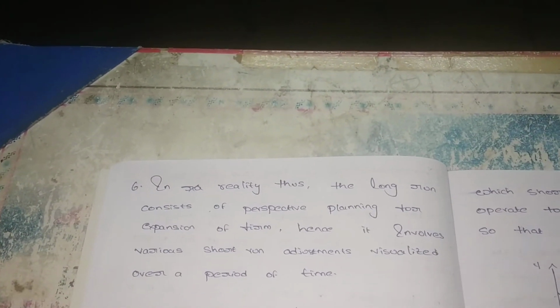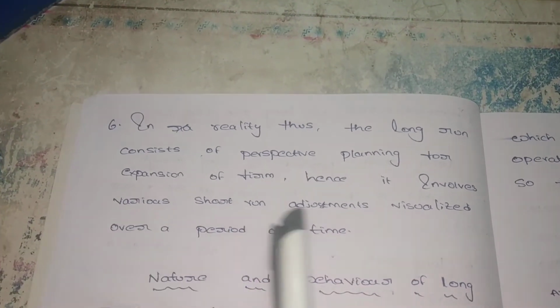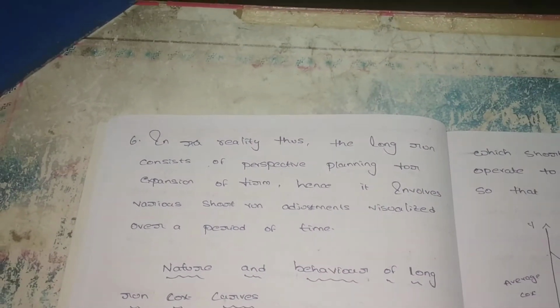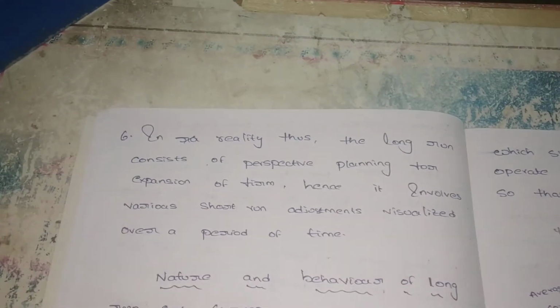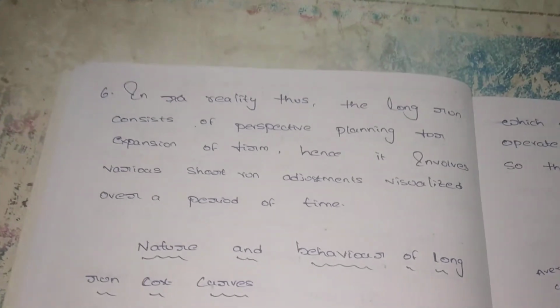In the long run we can think about the expansion of the project, expansion of our company. Suppose in the short run we are unable to expand our business, but compared to the long run we can expand our business based on our factors of production, that is land, labor, capital and entrepreneur. Based on factors of production we can increase the business. It involves various short-run adjustments. In the expansion, there may be not only the long run, but short-run adjustments also come into an expansion.